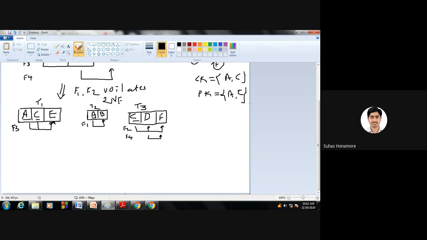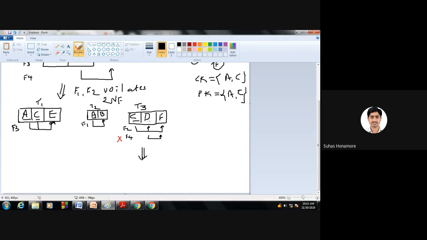The transitive dependency should not be there. E is completely dependent on AC only, so we don't have any transitive dependency. B is completely dependent on A, no transitive dependency. But here, F is dependent on D, and D is dependent on C. So there is a transitive dependency, in F4. So F4 is violating 3NF, and we have to remove this one. Only this table I have to decompose. These two will remain as they are because they are already in 3NF.